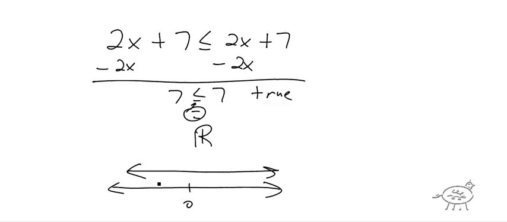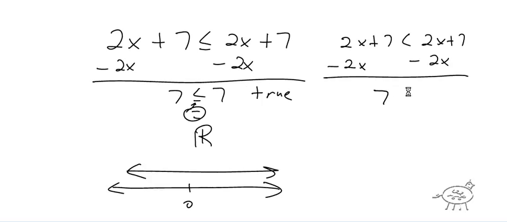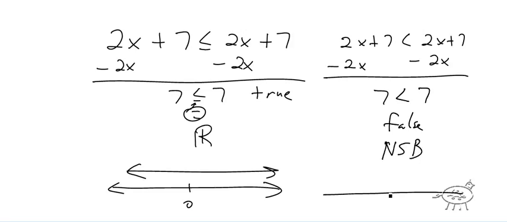Now let's say instead it was 2x plus 7 is less than 2x plus 7. You subtract the 2x, and you get 7 is less than 7. 7 is not less than 7. It's less than or equal to, but it's not less than 7. So this is false, and your answer would be NSB, no solution, baby. And then again on your number line, you will have a 0 with a slash mark through it.